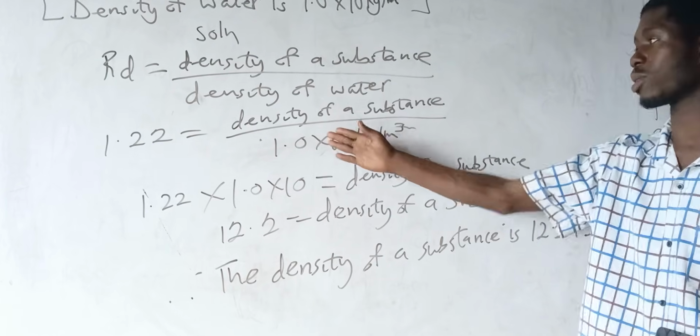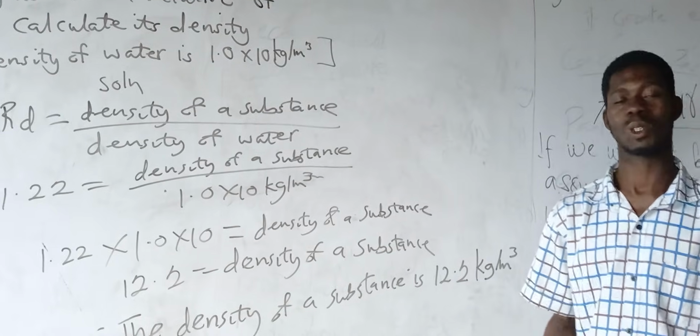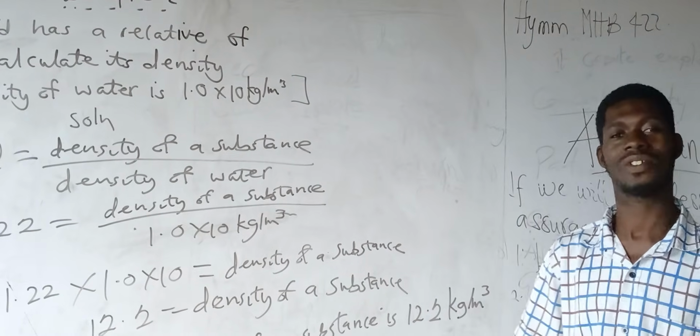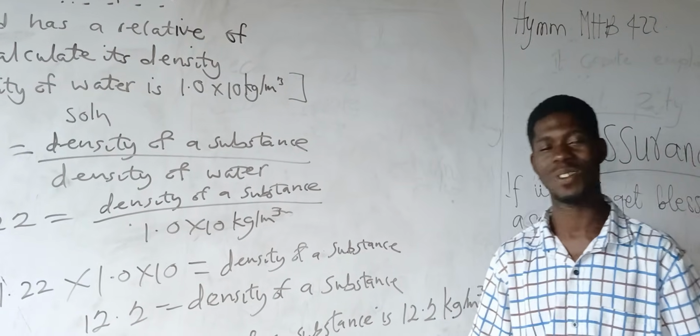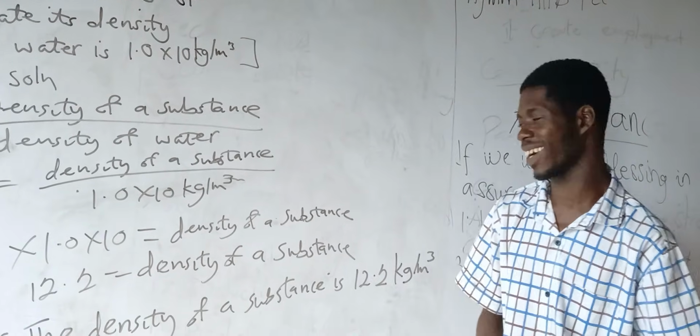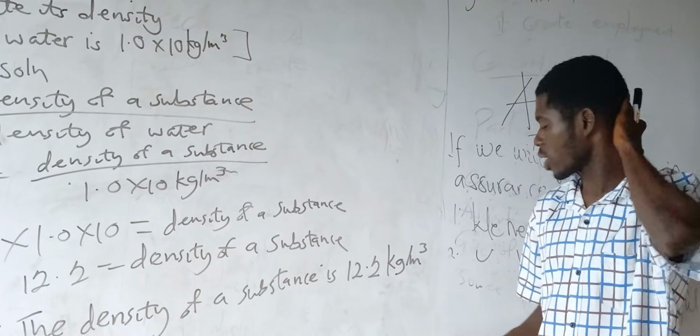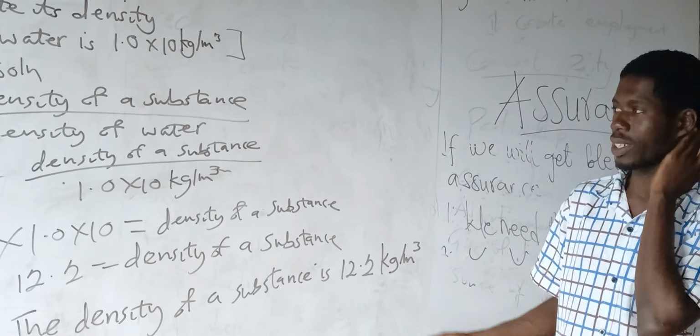As soon as you're able to get to this side, the rest is mathematics. And as a physician, you're also able to arrive at the final answer. Yes. For being a physician, math is simple. So that's the final answer: 12.2 kilogram per meter cube for this question.